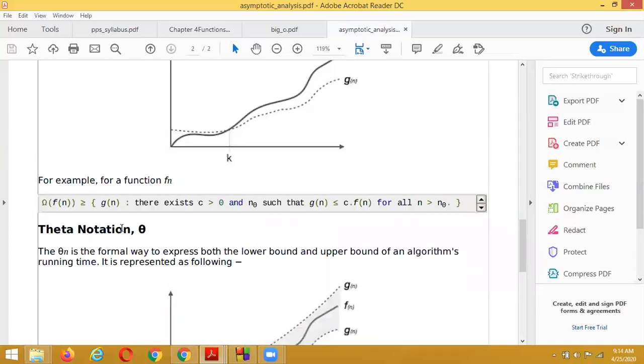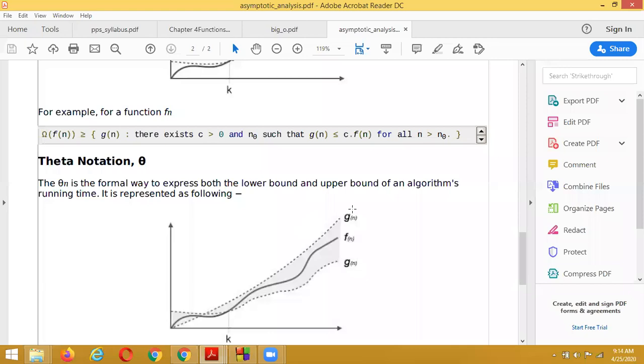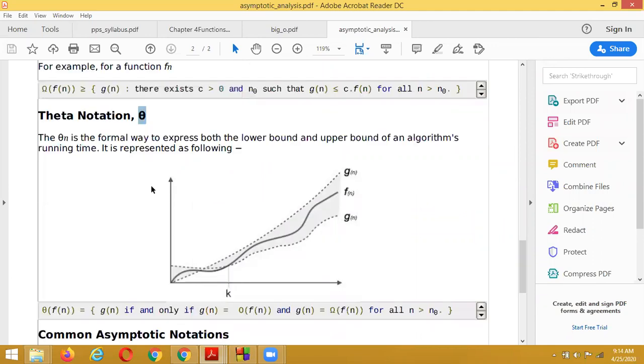And what is the other notation we have here? If you have multiple functions and f of n occurs in between g1 of n and g2 of n, we call it the average case. And the average case is indicated by using the theta notation.